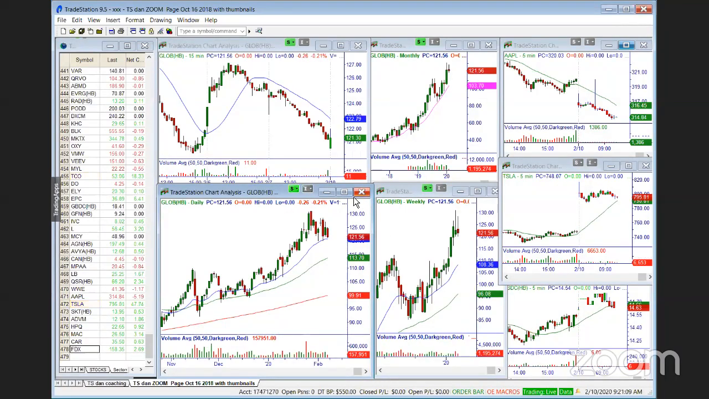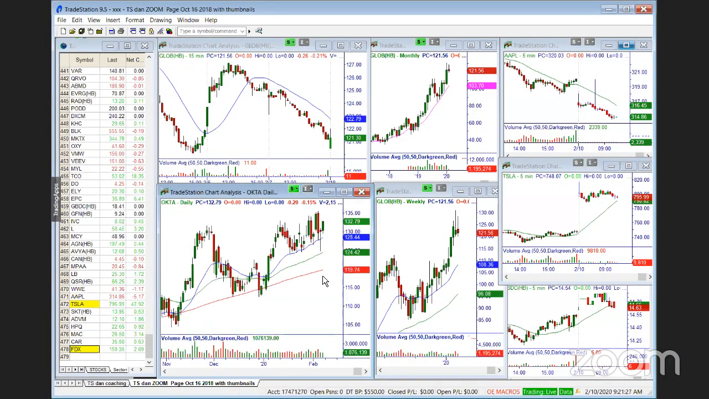Glob, it's a big mess. I mean, it's got overlapping bars, red, green, red, green, red, green. That's what we call a minor bull sandwich. It's a climactic sell setup on the weekly, topping tails. So nothing to do there.